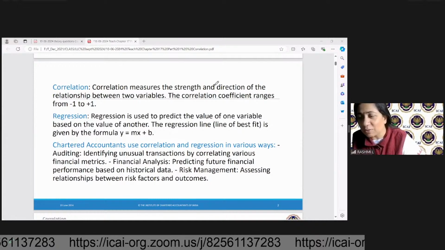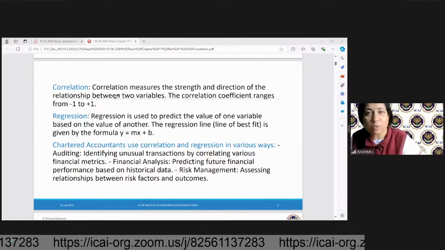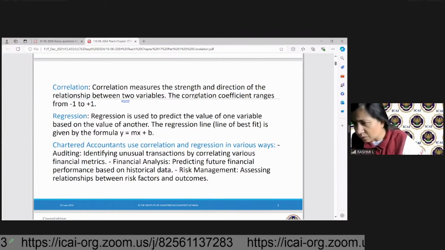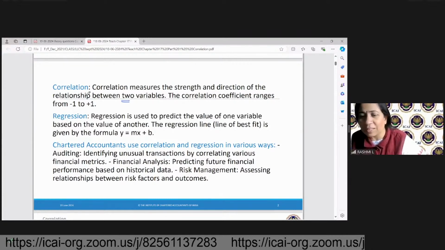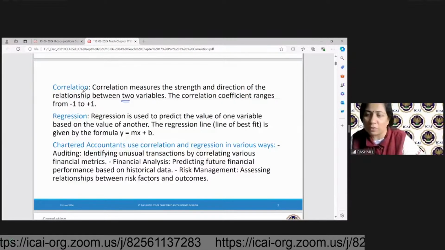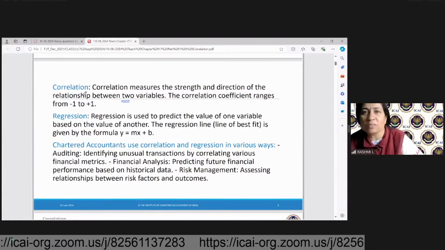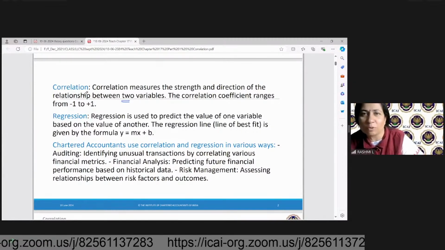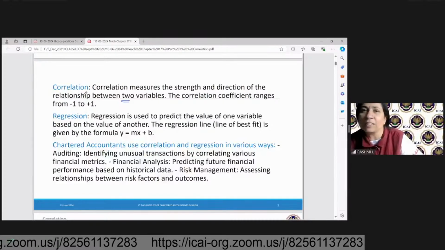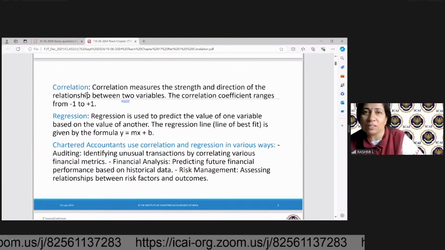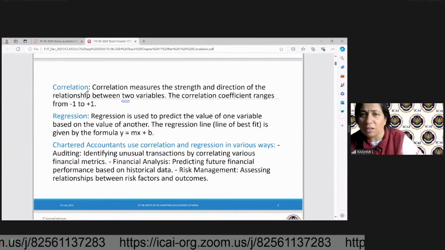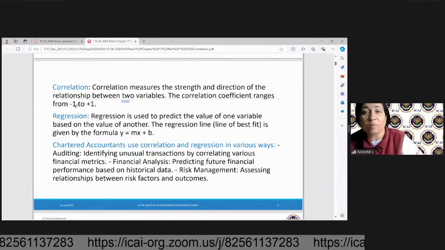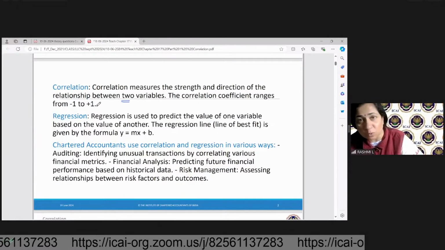Correlation measures the strength and direction of the relationship between two variables. The correlation coefficient ranges from -1 to +1. This is why I have written it right at the start: if you keep this in your head, you will not get confused whether it is correlation or regression. R is going to lie between -1 and +1 only.